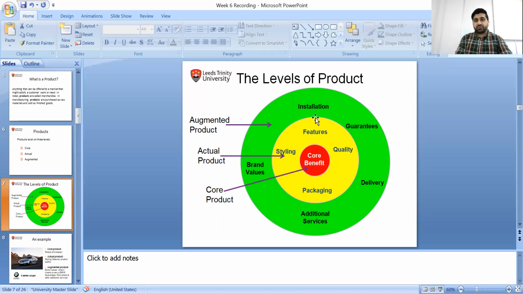And when we talk about installation, guarantees, delivery of the product, additional services, and brand values, these five elements are called the augmented product. Once these all work together and offer a product and a service, this is the level of product which is delivered to customers. We will have some examples so you will understand better.